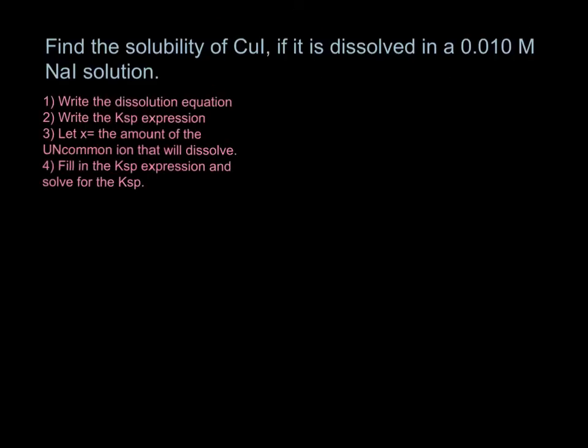Alright, so just like in any other example, we have a sample problem which says find the solubility of copper iodide, copper 1 iodide, if it's dissolved in a 0.01 molar solution of NaI. So in starting this problem, we're going to start with our dissolution equation for both of these substances. Now the NaI, we know, since this is a group 1 metal, group 1 metals are always soluble, we're going to do a single-headed arrow for that one.